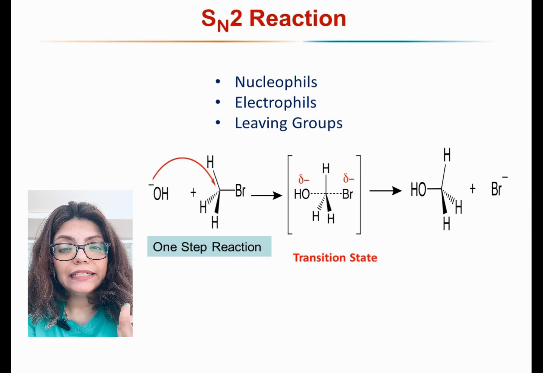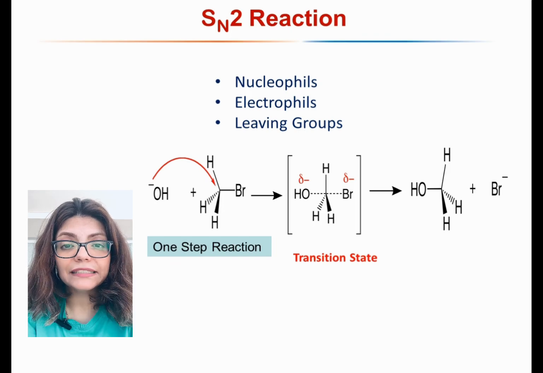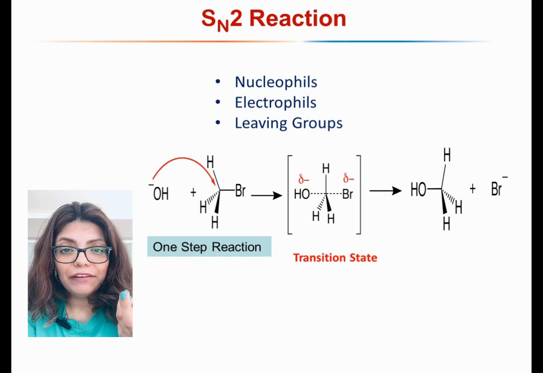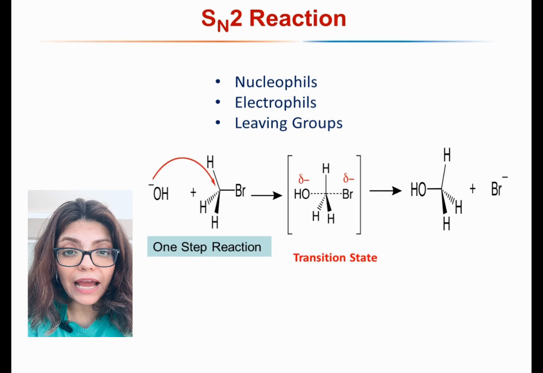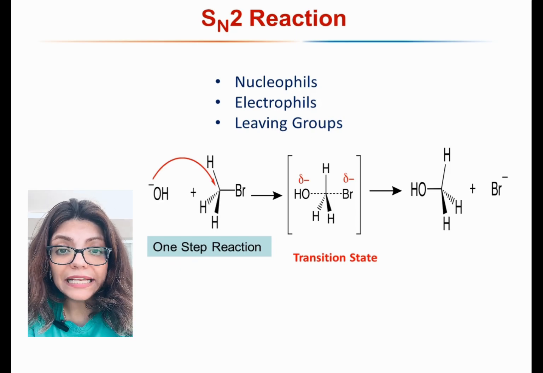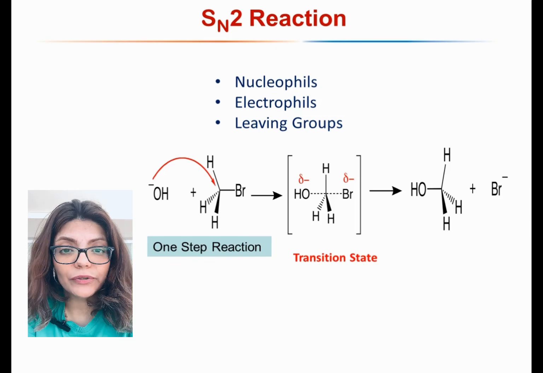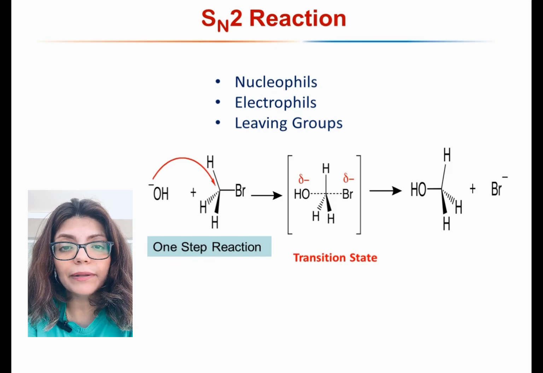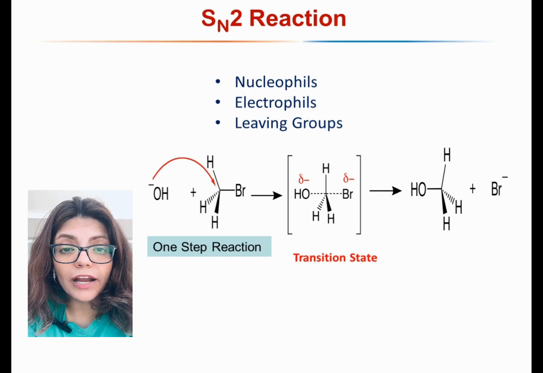Nucleophile is something that has excess electron density. So this could be a formally negatively charged atom or polyatomic ion, or something with a lone pair, anything with excess electron density, like hydroxide here in this example. And we always have to find the electrophile.